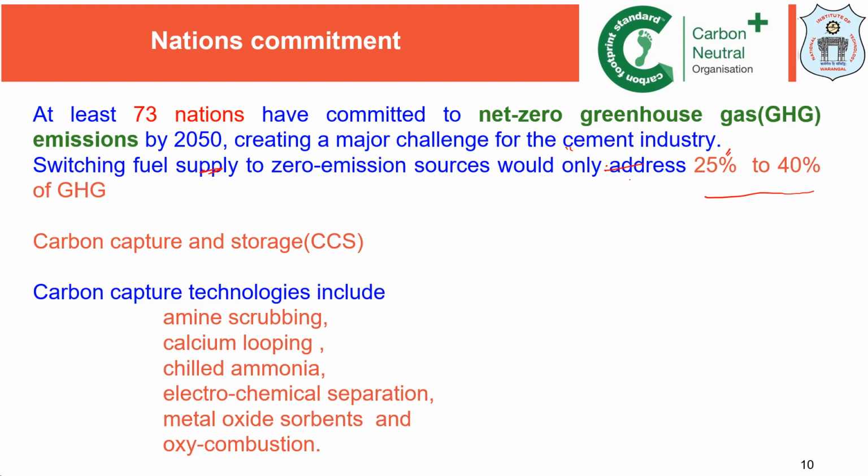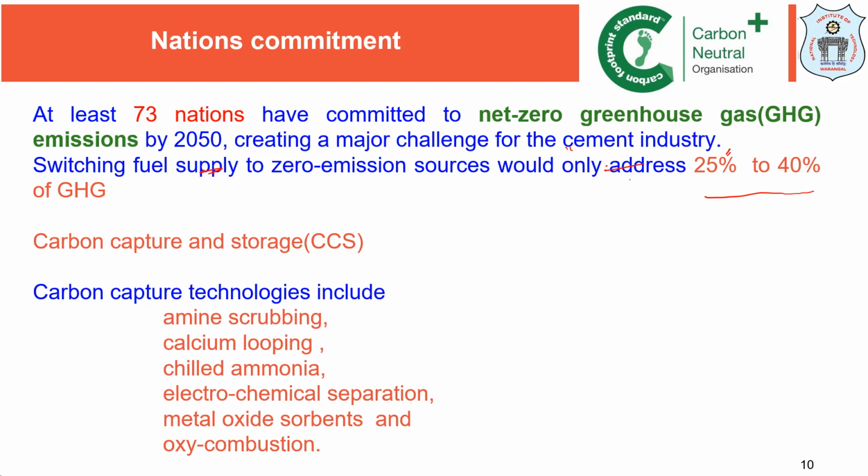This creates a major challenge for the cement industry. As I told you, this is the second largest industry sector emitting CO2, next to the first one, the largest, which is the transport sector. So the cement industry is one where we have to focus to reduce the CO2 emissions. Whatever promise India has made in the global meet, we want to reduce the greenhouse gas emissions to net zero by 2050.